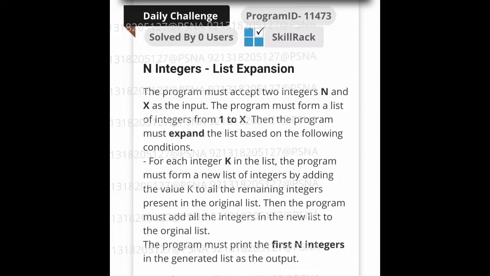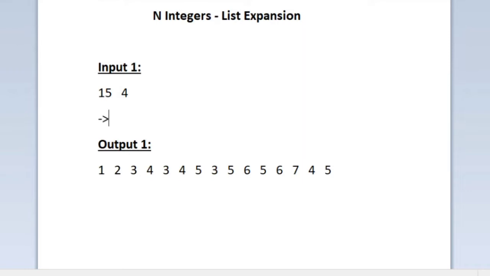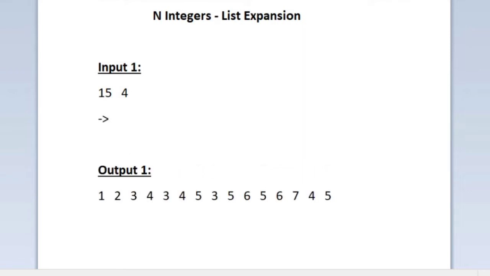This is the question asked in today's SkillRack daily challenge. In the first line of our input, we are given two integers n and x as input. First, our task is to create a list of integers which contains the integers from 1 to x. So I am creating a list which contains the integers 1, 2, 3 and 4.